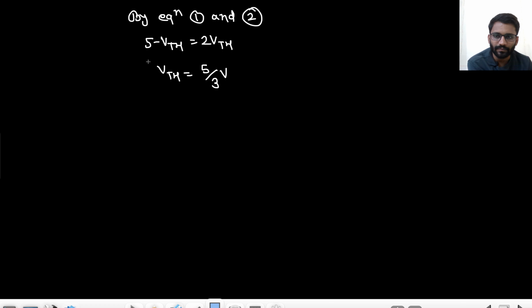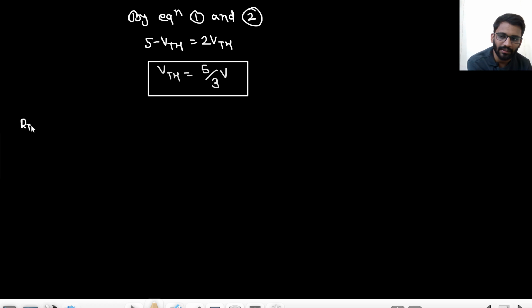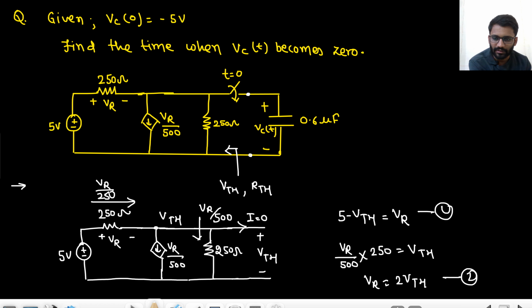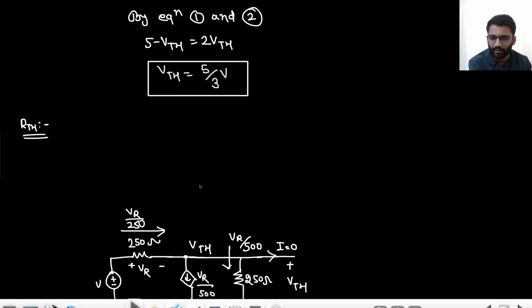Now we need to find RTH. What is RTH? RTH is VOC by ISC. The same circuit I will have to use, but with some corrections. I will just paste the circuit for now.